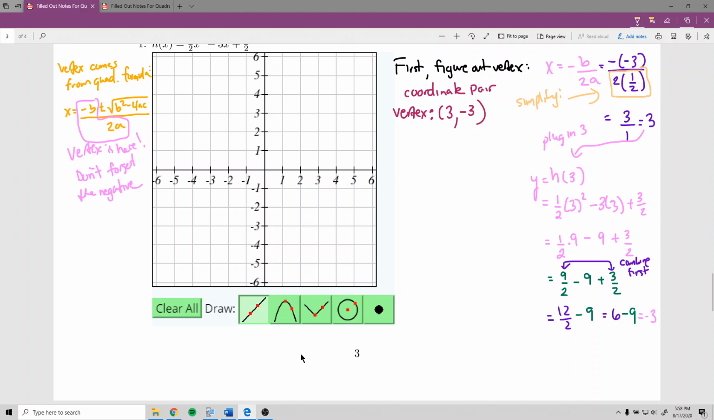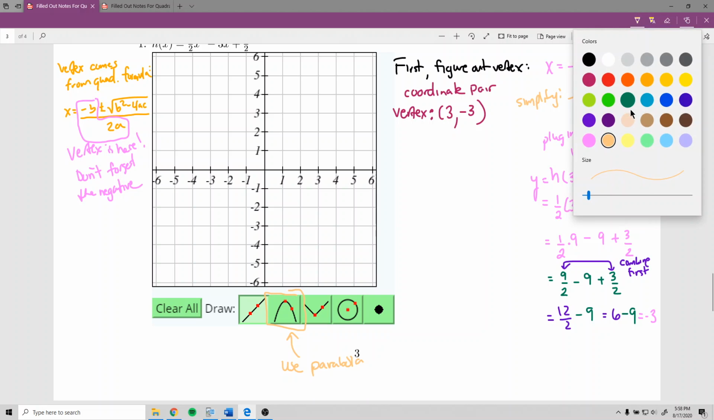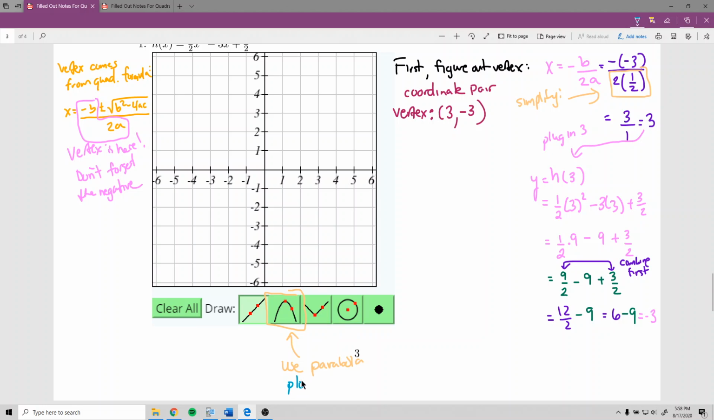All right, so to graph this, you want to use a parabola graphing tool. And plot the vertex first. So we got a point at x equals 3 and y equals negative 3. Now your computer won't do this, but I just like to label it, since when you do it on the computer, it's just going to fill out the whole thing, but we don't want to get it backwards.